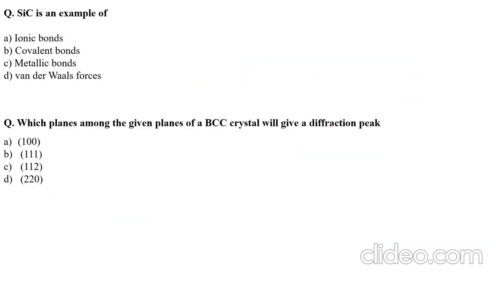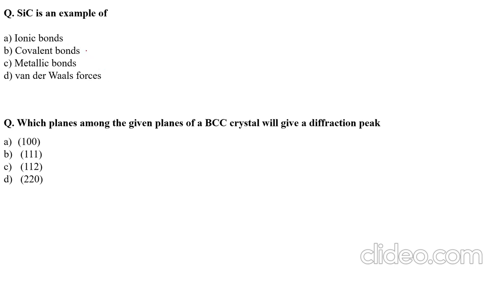The next question says that silicon carbide is an example of. You have also read about various types of bonding such as ionic, covalent, metallic. So silicon carbide is which type of bonding? Is it ionic, covalent, metallic, or van der Waals? Covalent.